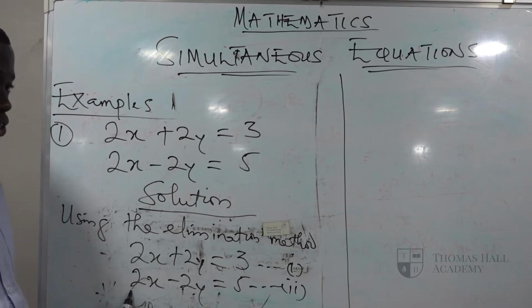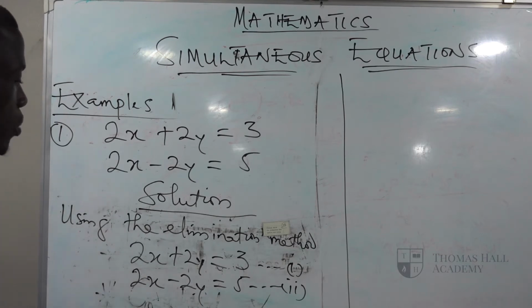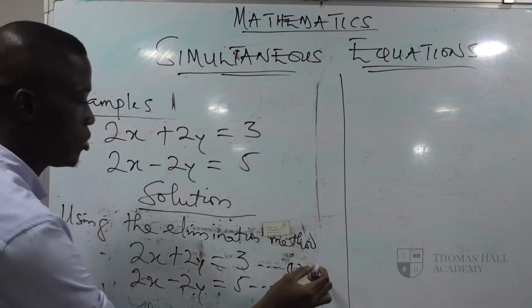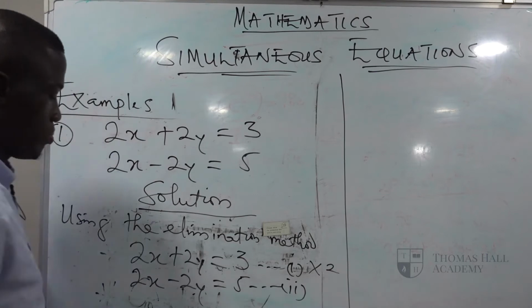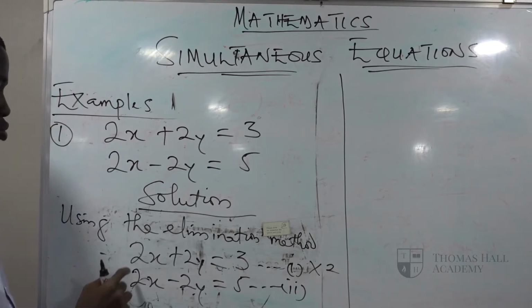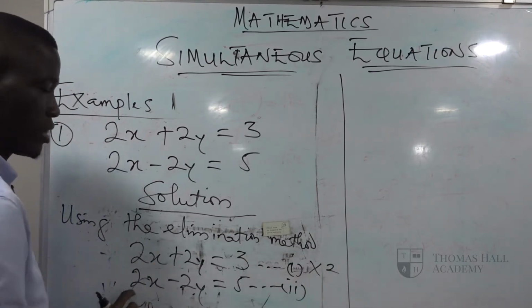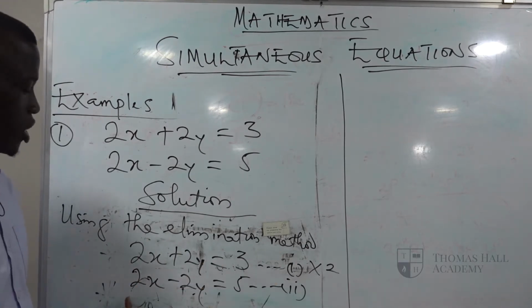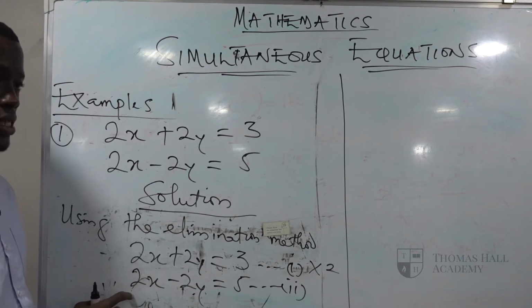2 is what we call the coefficient of x. X is a variable. Like here too, 2 is the coefficient of y, of 2y. Y is the variable. Now, how do we eliminate? This is 2 here, this is 2 here. We say equation 1 multiplied by 2 because we have 2 here. Assuming we have 3 here, we multiply all of equation 1 by 3. Multiply all of equation 1 by the coefficient of this in equation 2.